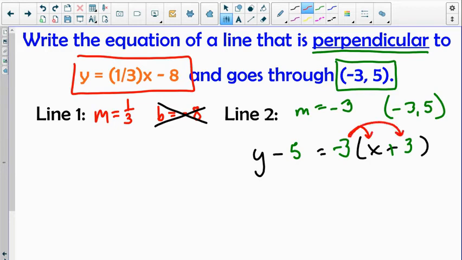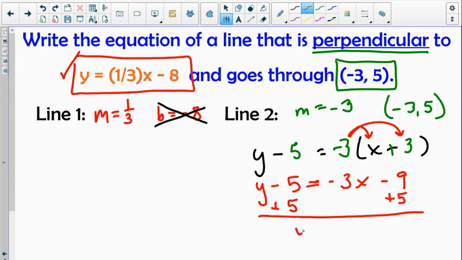Then I'm going to go ahead and distribute the right-hand side because my goal is to get my equation to look like the first one. I want y equals the slope times x and then the y-intercept, slope-intercept form. So I distribute first, -3 times x and -3 times 3. And then I want to get y by itself. So I undo the subtraction by adding 5 to both sides.